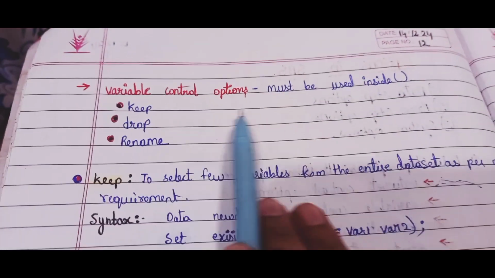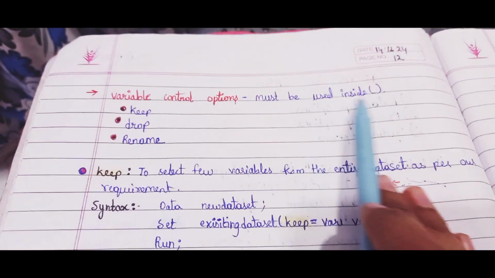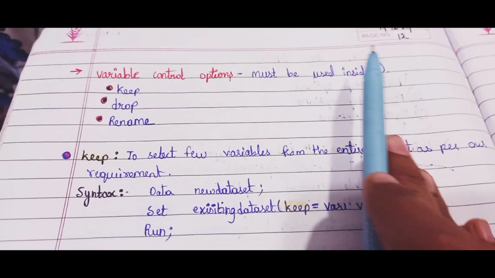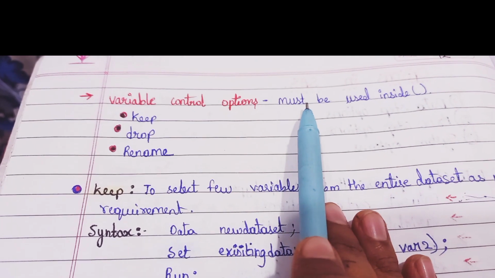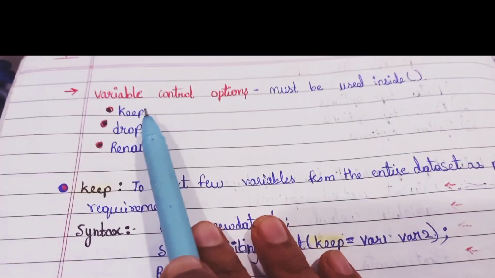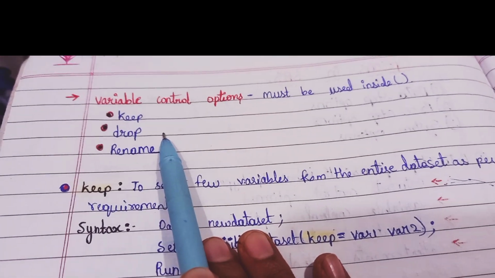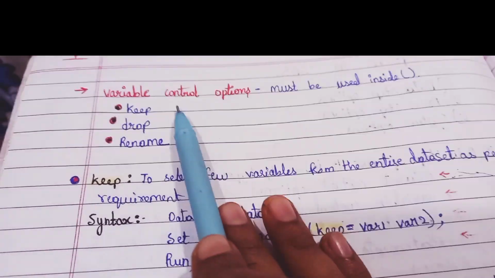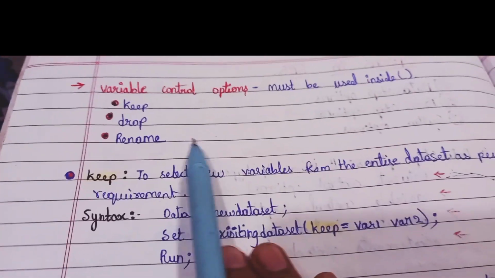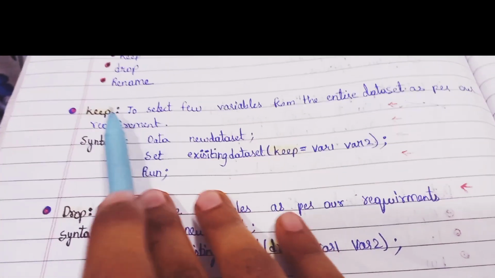Variable control options. Variable control options must be used inside the parenthesis. Okay, all the data step options will be used inside the parenthesis. So we have keep option, drop option, rename option. These are the options. Okay, so first we'll talk about the keep option.